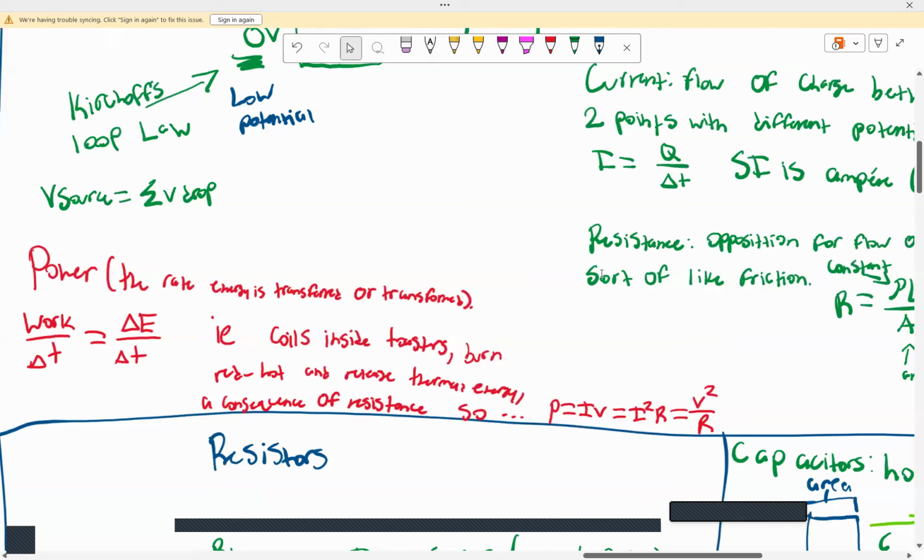Remember we were talking about resistance earlier. It could be kind of like that road rage. It's burning red hot once there's a ton of resistance in a toaster oven, and that is what releases thermal energy, which is a consequence of resistance.